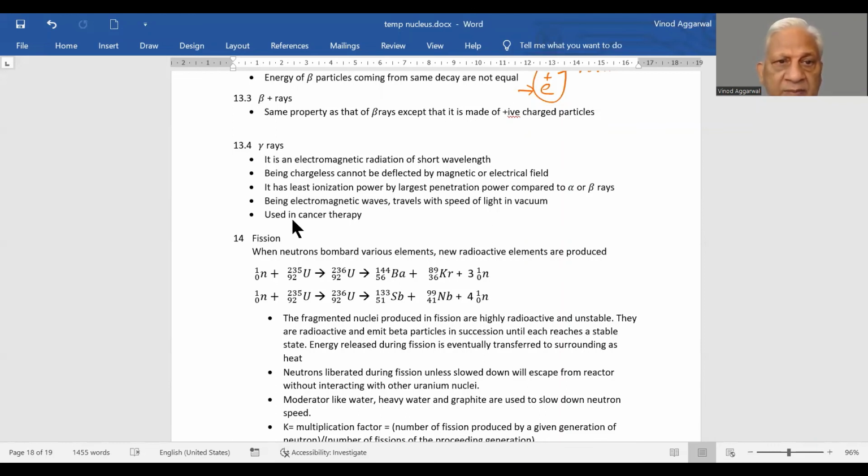And it is usually used in cancer therapy. In medical surgeries, gamma rays are also used as a knife because they have very high penetrating power. And a gamma knife, as against a mechanical knife, can cut through the tissues very easily because its penetration power is very high.